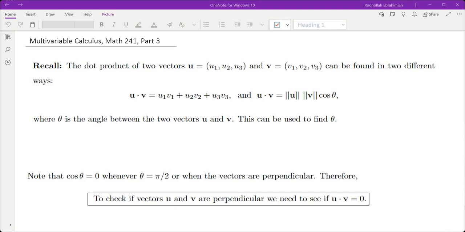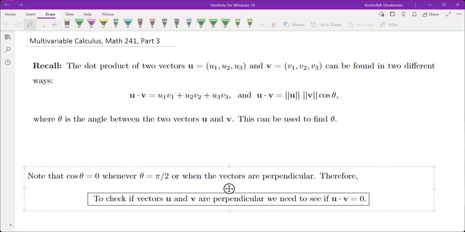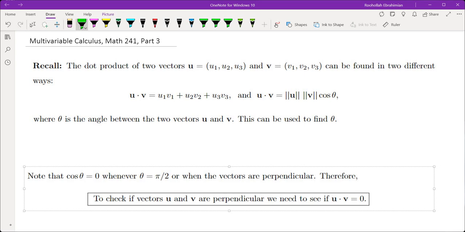The first one is, if you want to find the dot product of two vectors u and v, you multiply the corresponding components and then you add them up. So in this case, we multiply u1 and v1, and then we multiply u2 and v2, and we multiply u3 and v3, and then we add them up.